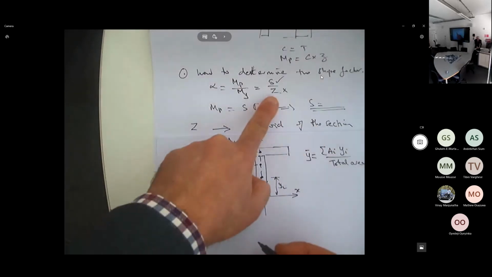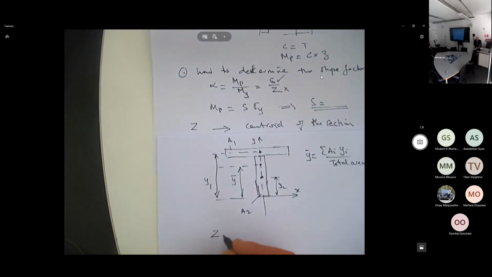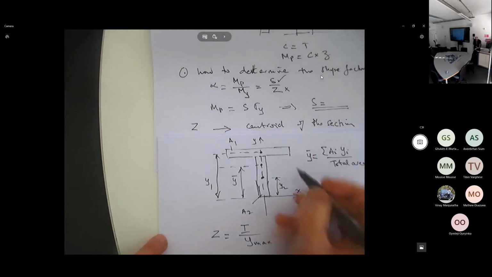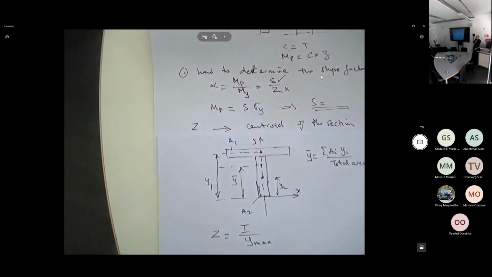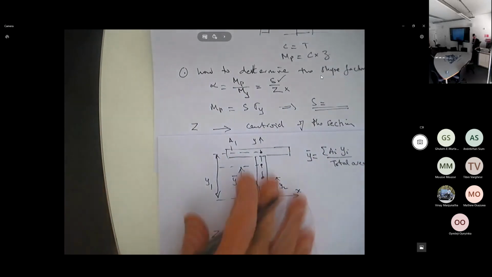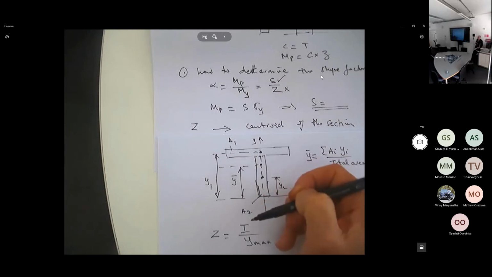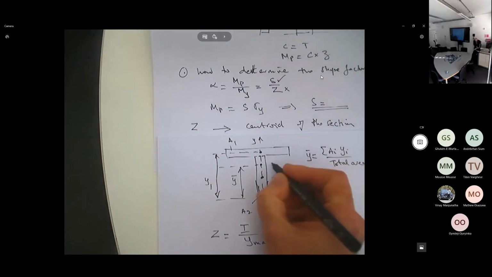Then in order to determine Z, what is Z by definition? I over Y, not any Y, Y max. This is important, and this is a common mistake that a lot of people make. Y max depends on the shape, okay? In this case, it's obvious that Y max is actually this Y bar here. Basically, okay, let me put it this way.